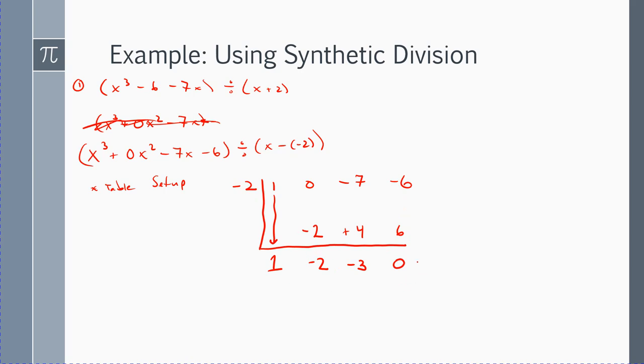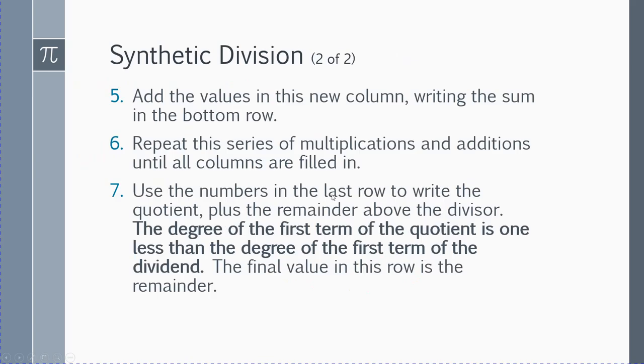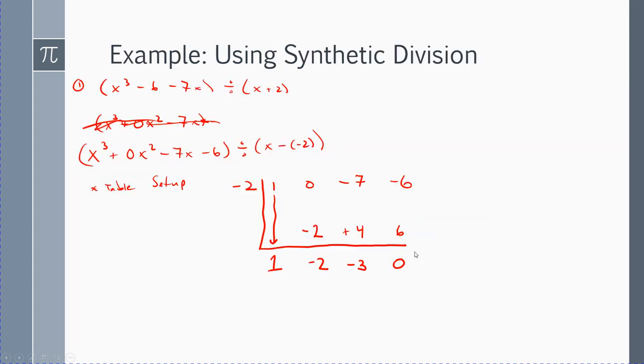So I have these new numbers down here. Use the numbers in the last row to write the quotient, plus the remainder above the divisor. Here's what this means. The degree of the first term of the quotient is 1 less than the degree of the first term of the dividend, and the final value in this row is the remainder. So this right here is our remainder. Anything in the last row is our remainder.